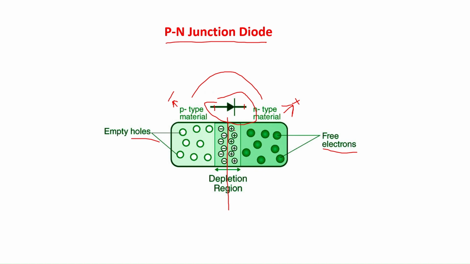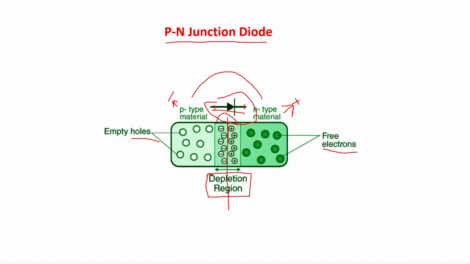This positive and negative charge at the PN junction forms a region called the depletion region. This depletion region acts as a resistance for the flow of current through this PN junction diode.